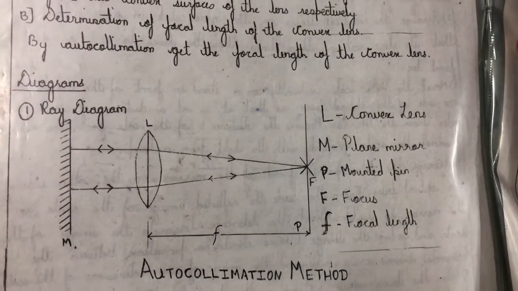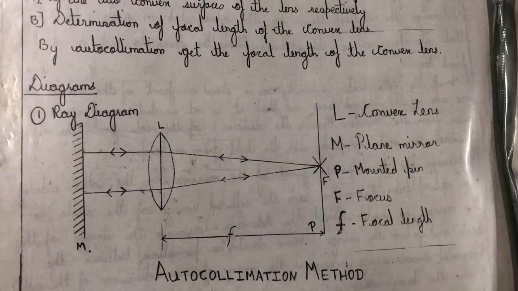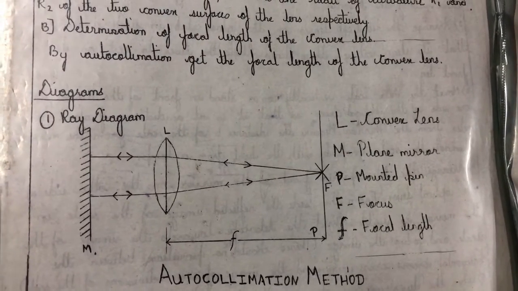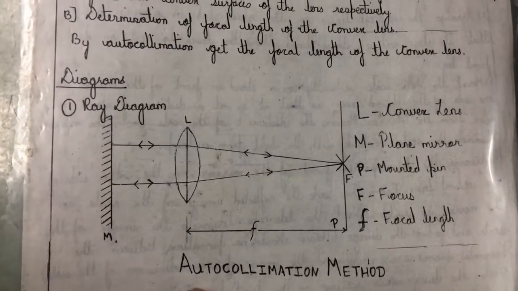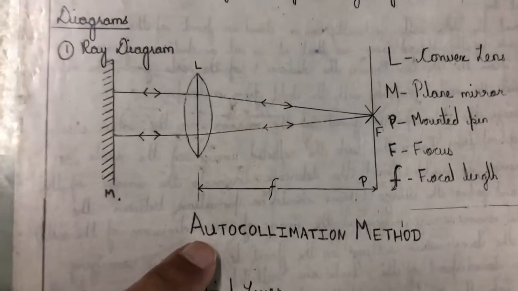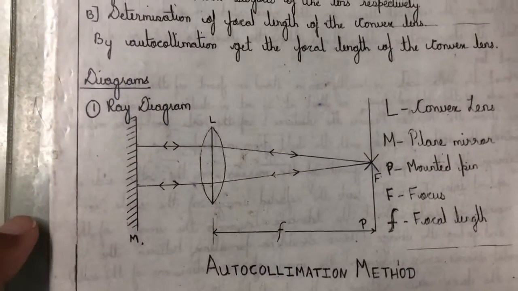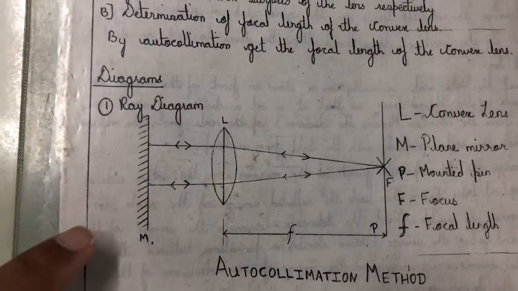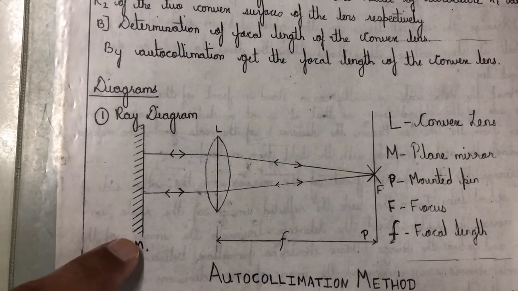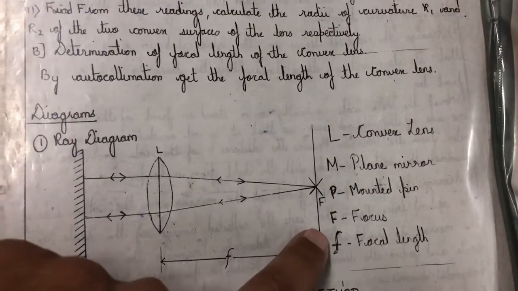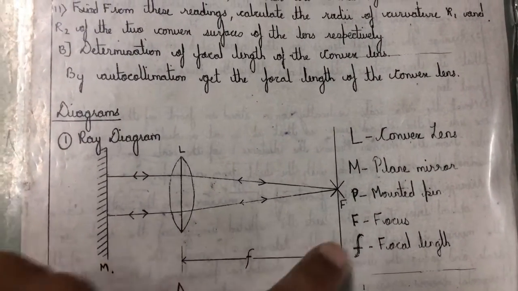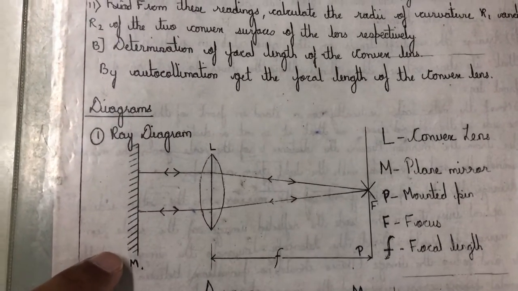Hello students. Now we are going to find the focal length of the given convex lens in the proper way. This method is called the autocollimation method. It is marked out here. So what do we need for this method? We need a plane mirror, and then our convex lens, and then we need one index pin. Along with that we need one stand.